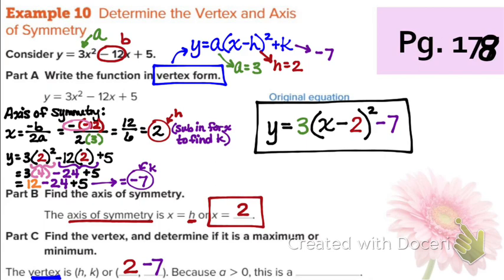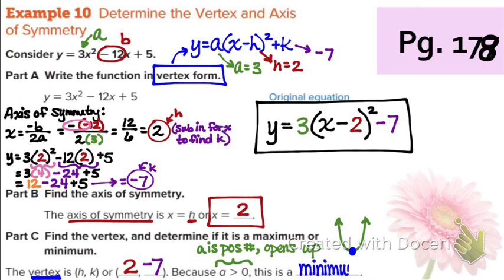Does this parabola open up like a cup or down like a frown? Up. How do we know? The 3 is positive. A value is positive. So that means it opens up. If I have a parabola that opens up like this, is my vertex a maximum or a minimum? Minimum. It's the lowest point. Not the end point. It's either going to be your lowest or your highest.